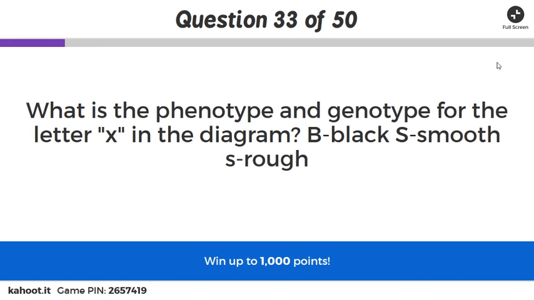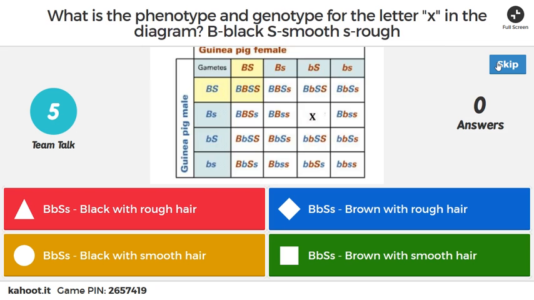So what is the phenotype and genotype for the letter X in the diagram? So a capital B is going to be black, capital S is going to be smooth hair, lowercase s is going to be rough hair, and I ran out of space to type the question. Our lowercase b is going to be brown hair.